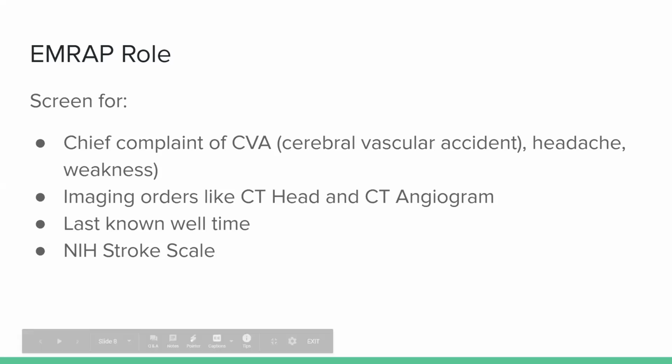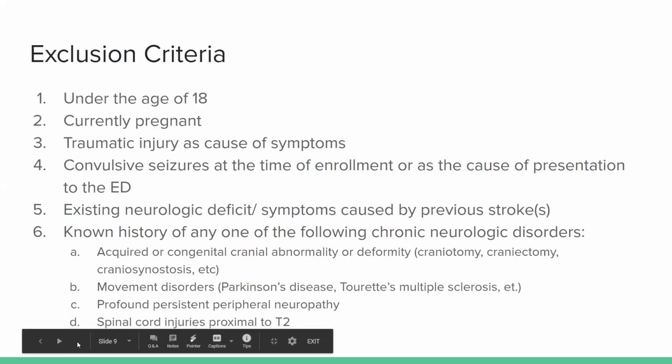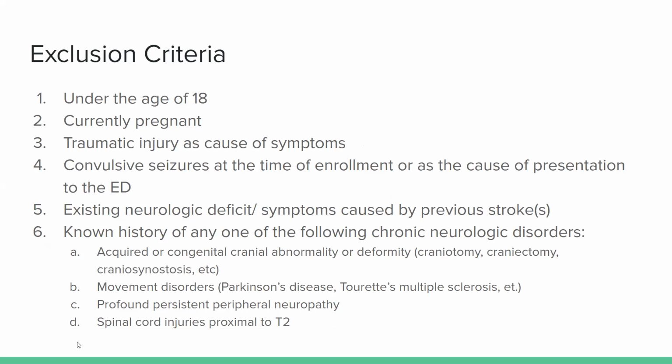Okay, so now let's go over the exclusion criteria. And only one of the following has to be true to exclude a patient from this study. First one is under the age of 18. Second is currently pregnant, traumatic injury as cause of symptoms, convulsive seizures at the time of enrollment or as the cause of presentation to the ED, existing neurologic deficit/symptoms caused by previous strokes, and the last one is known history of any one of the listed chronic neurologic disorders.